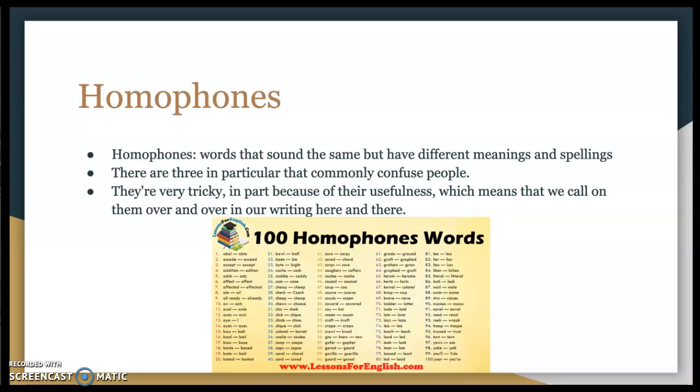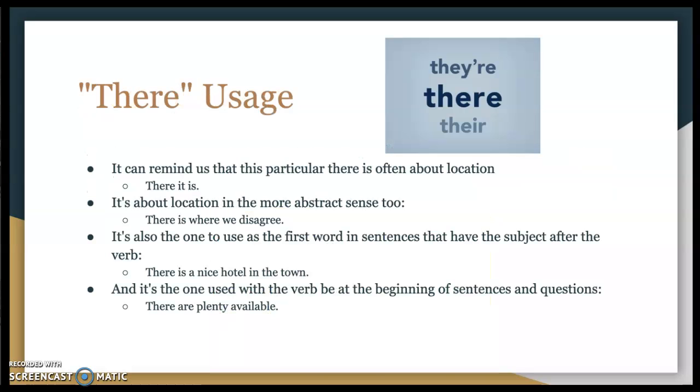They're very tricky in part because of their usefulness, which means that we call on them over and over in our writing. Here and there. That sentence had all three there's, they're, and their. And at the bottom you can see a picture of 100 homophone words that are very common that we commonly misuse. So there, T-H-E-R-E, can remind us that this particular there is often about location.